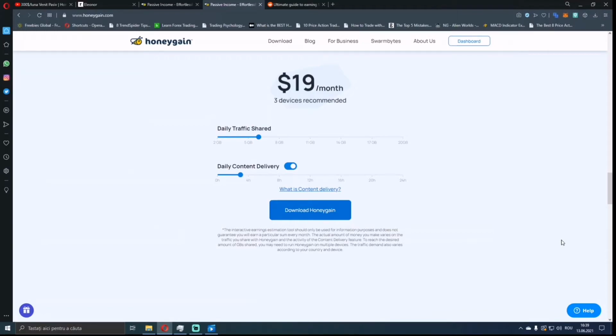If you go to the official page of Honeygain, you will find a calculator that estimates your potential earnings per month by setting the amount of gigabytes of data you are able to share.